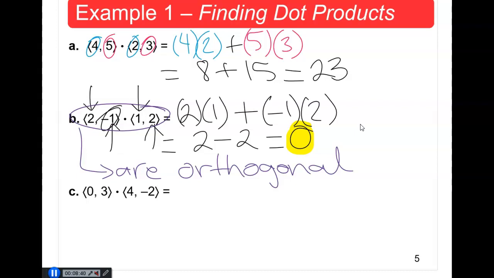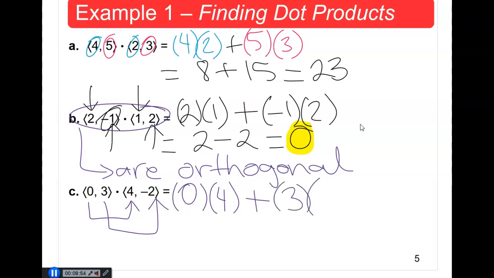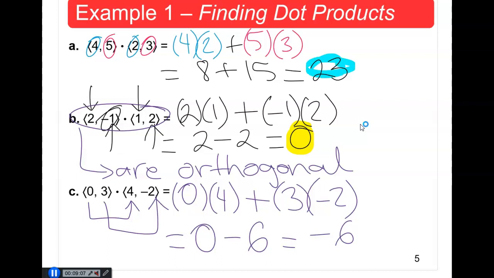So for the next dot product, we multiply 0 times 4 because those are the horizontal components. And then we add the product of the vertical components, which will be 3 times -2. So this is going to equal 0 minus 6, which is equal to -6. Remember, the solution or the answer for a dot product is always one number and one number only. It's not going to be a vector or two numbers.